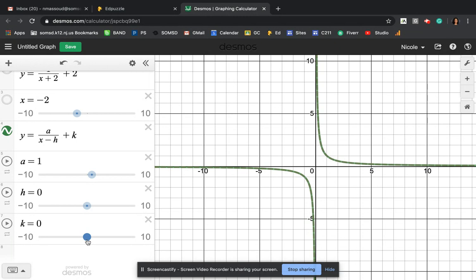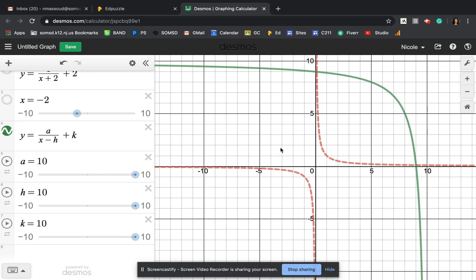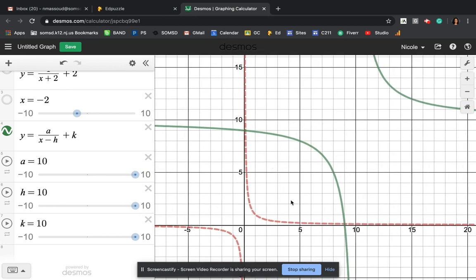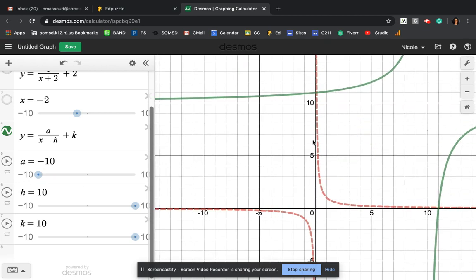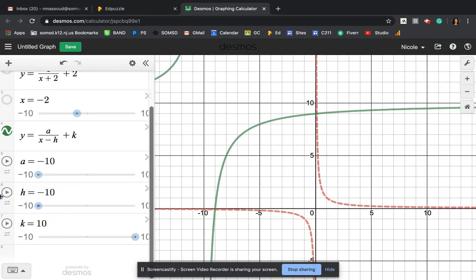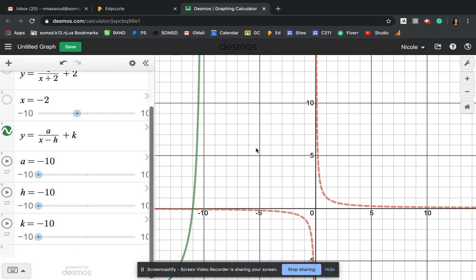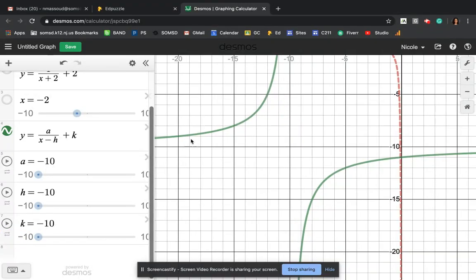And then k is going to move it, what do you think? Up and down, up and down, up and down. So if I crank all of these all the way up, all it did was move it all the way to the right, all the way up, and it stretched it out. If I move it all the way down, it flips it because it gets negative. It's also stretched. It goes all the way to the left and all the way down.